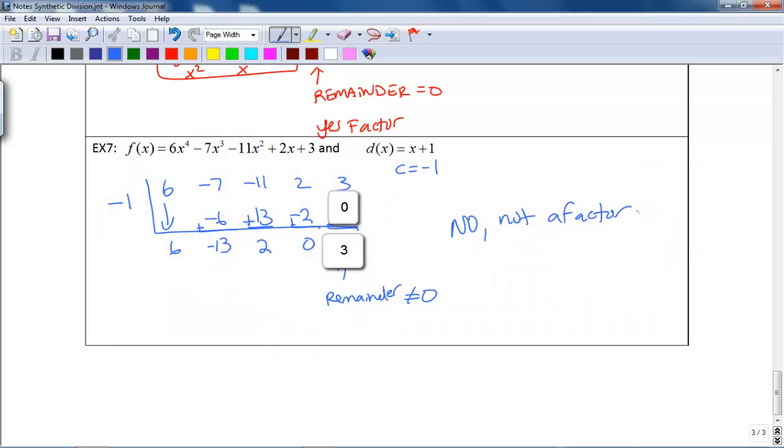All right, and we're going to be doing more with synthetic division and finding factors in our next section, which is talking about the factor and remainder theorem.